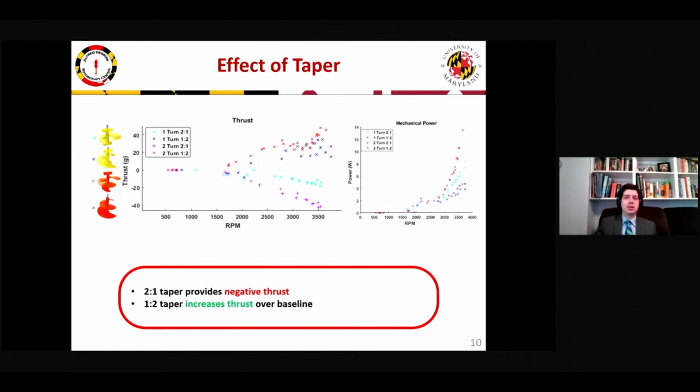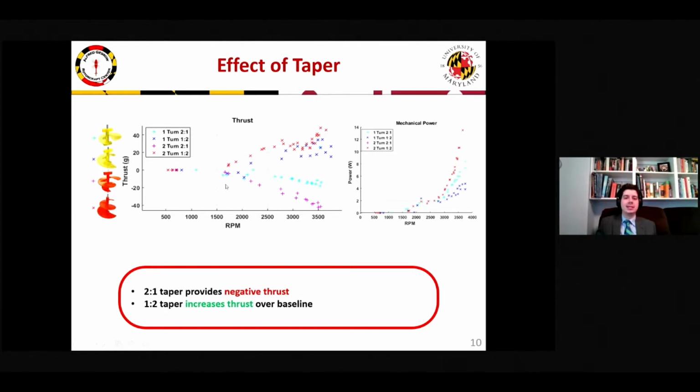Leonardo's initial sketch appears to also have a taper on his screw that increases the radius from the top to the bottom. So we also wanted to be sure to investigate this parameter. We tested 4 rotor designs that looked at screw taper as well as the number of turns. The taper is either increasing from the leading edge to the trailing edge in a ratio of 1 to 2, or decreasing in a ratio from 2 to 1. And we looked at both single and double turn configurations.